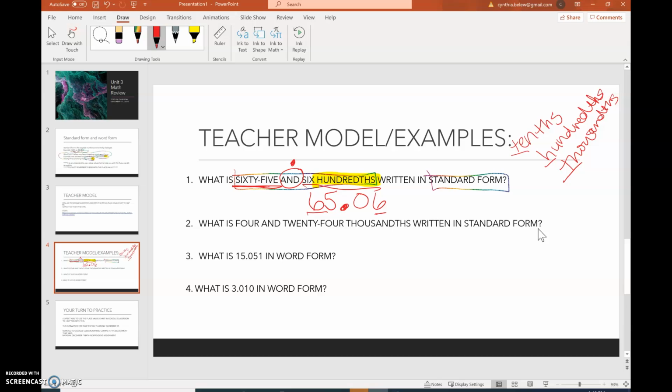Again, I'm going to box 4 and 24 thousandths. I need to know that. I'm going to circle "and" because that means decimal. And I'm going to highlight the place value. Okay? And then I'm going to box standard form. All right, 4 and 24 thousandths.